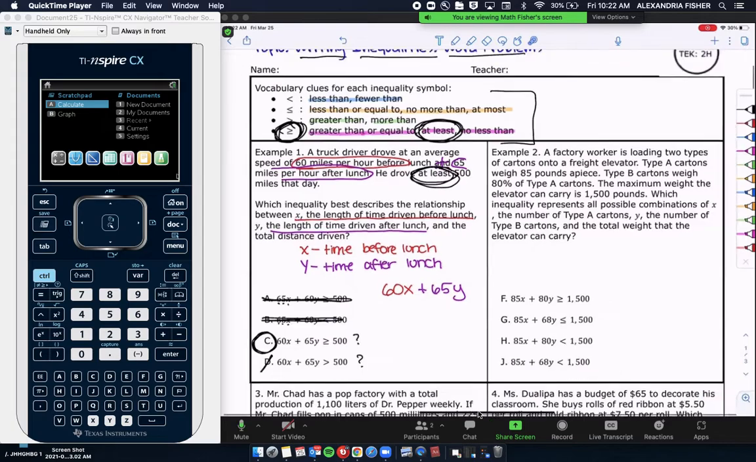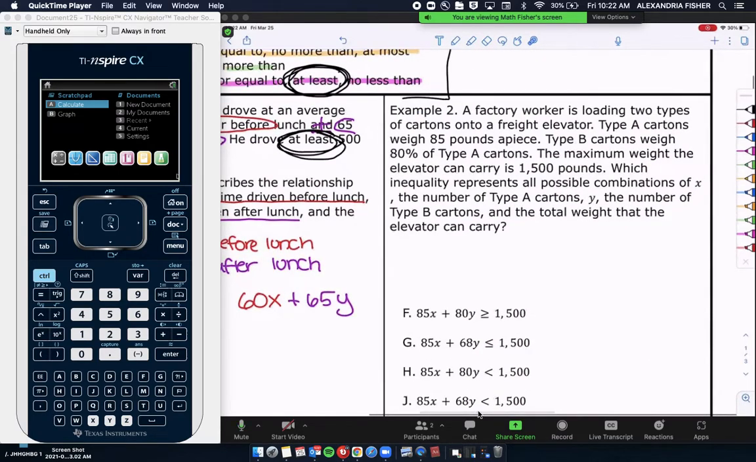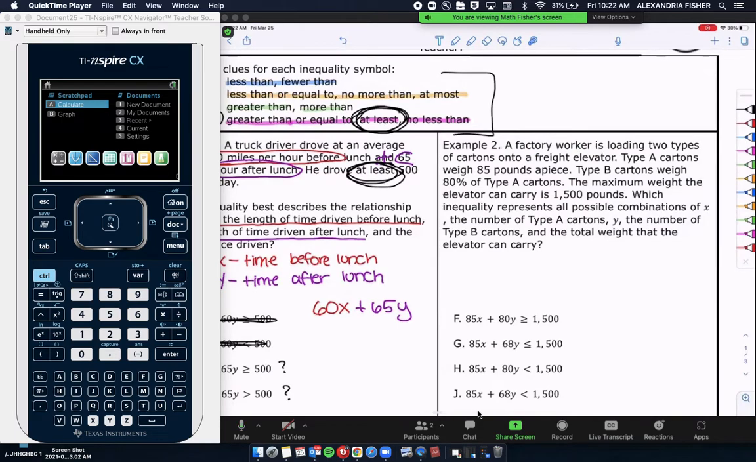So let's try example 2. A factory worker is loading 2 types of cartons onto a freight elevator. Type A cartons weigh 85 pounds apiece. Type B cartons weigh 80% of type A cartons. The maximum weight the elevator can carry is 1,500 pounds. Which inequality represents all possible combinations of x, the number of type A cartons, y, the number of type B cartons, and the total weight that the elevator can carry?